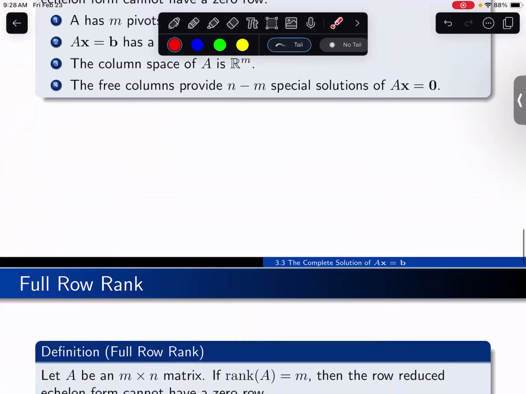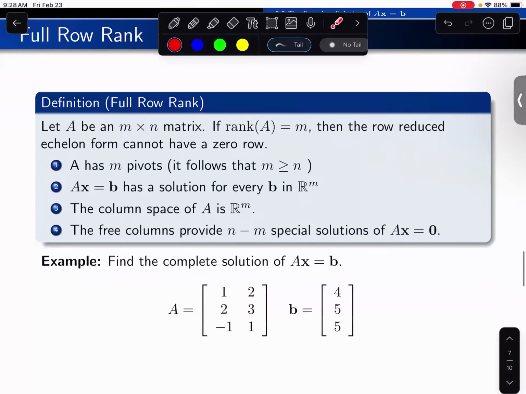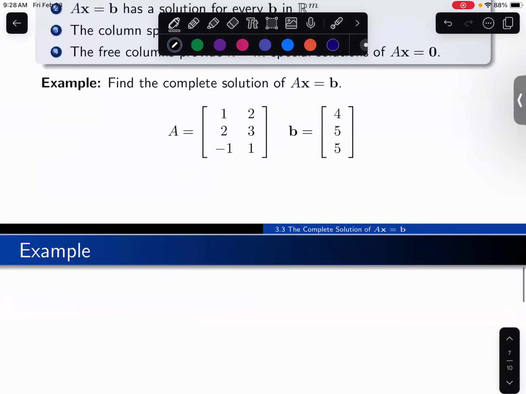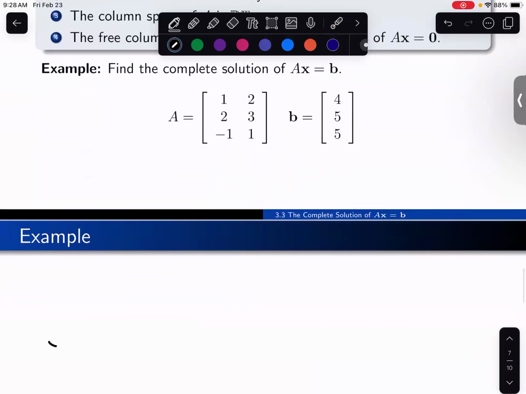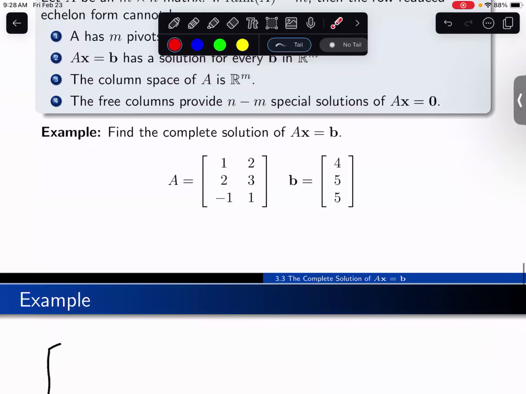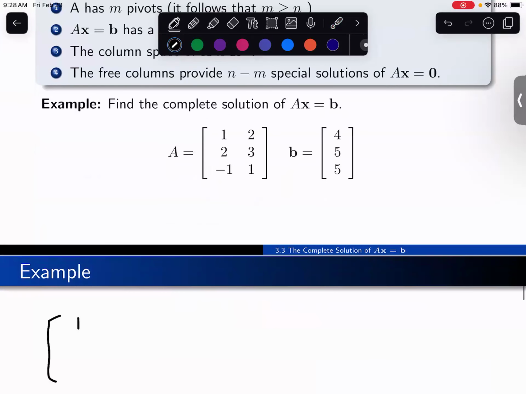So I'm going to go through one more example before the quiz. I'm going to go maybe a little bit faster just to make sure you have enough time for the quiz. So for this next one, it wants you to find the complete solution of Ax = b, where A is [1, 2, 2; 3, -1, 1; ...] and b is [4, 5, 5].